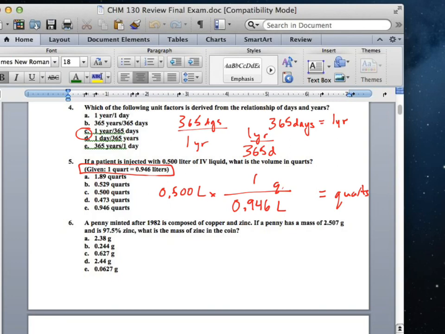Oh, sorry, you want an answer on that? I don't have a calculator. 0.5 divided by 0.9. Yeah, it should be pretty good. Yeah. I agree with B as an answer.